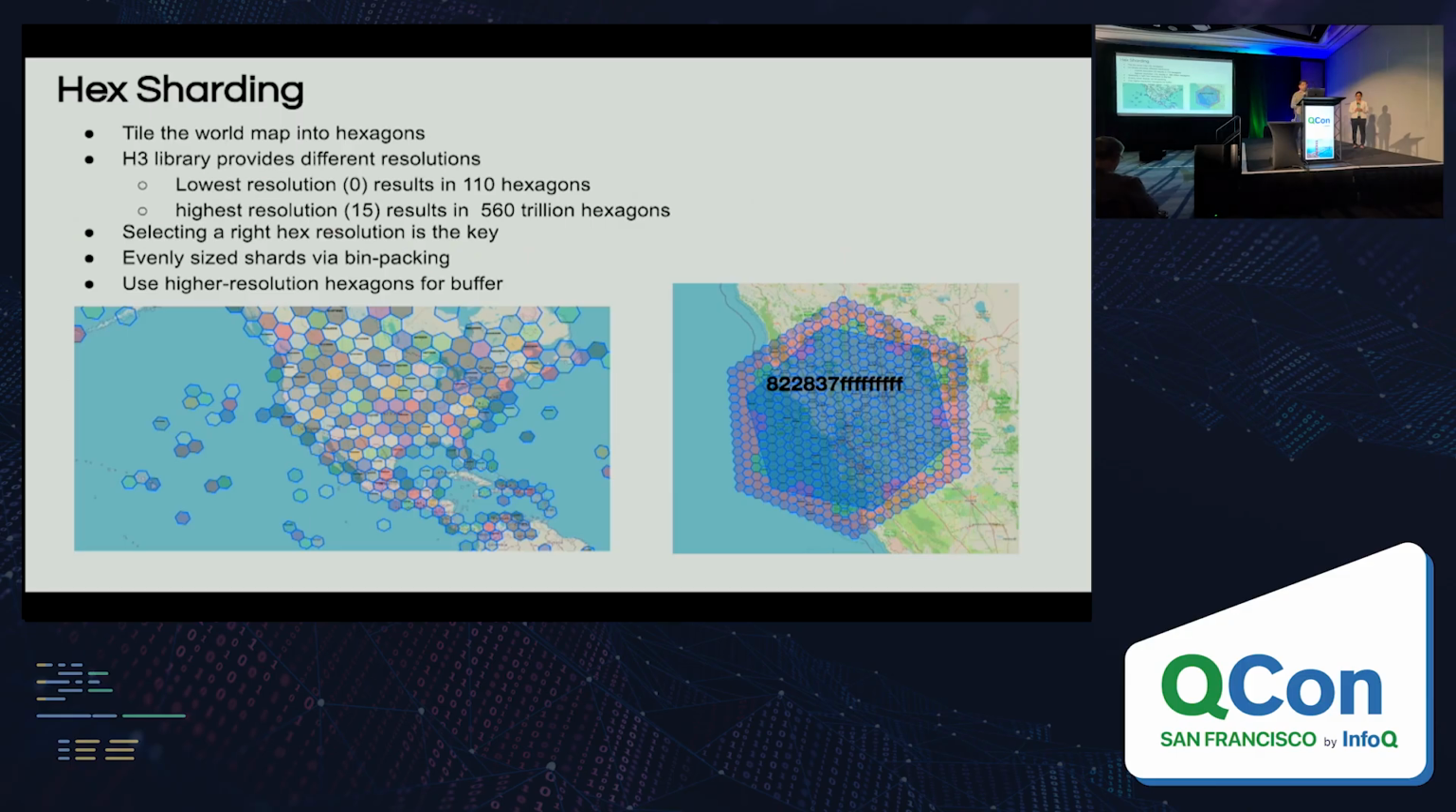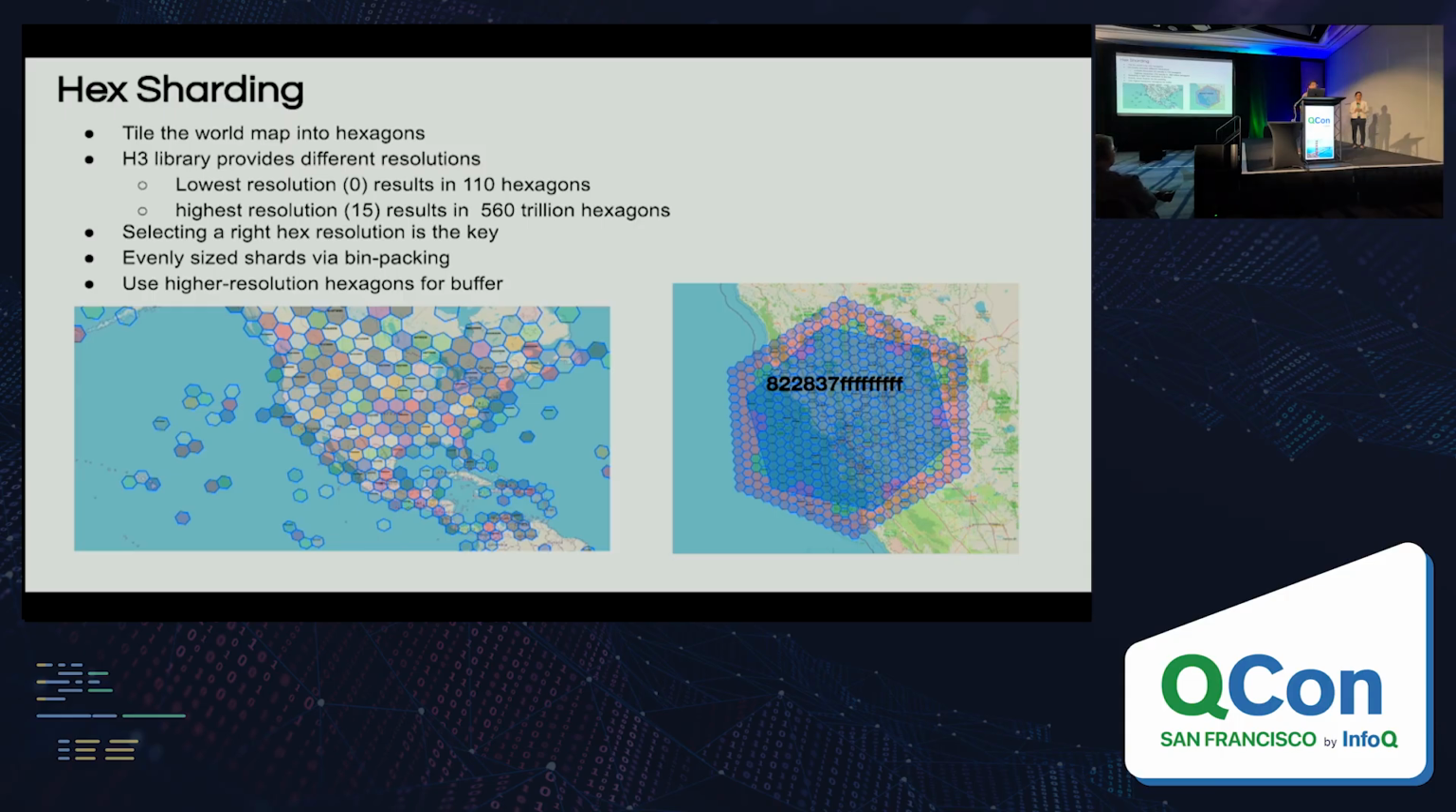So the optimization for this problem is hex sharding. We imagine the world as tiles of hexagons. And as Janani said, at Uber we use the H3 library very extensively. The H3 library provides different resolutions of hexagons. The lowest resolution, which means larger hexagons, results in about 100 tiles for the whole world, and the highest resolution results in trillions of tiles.